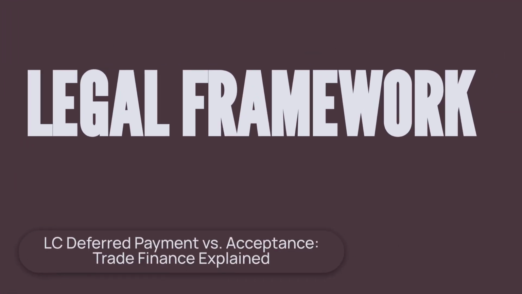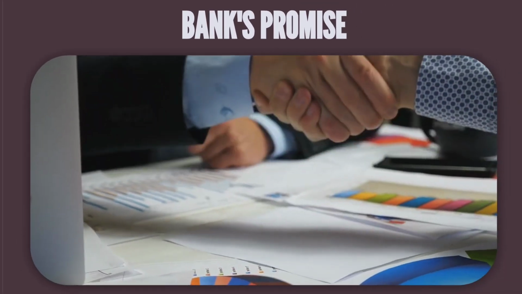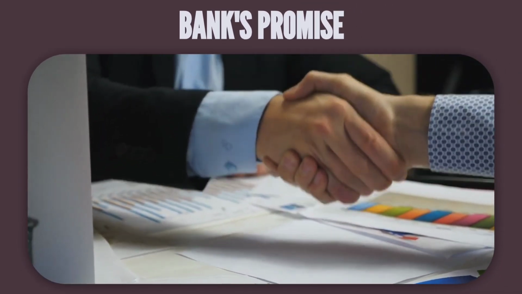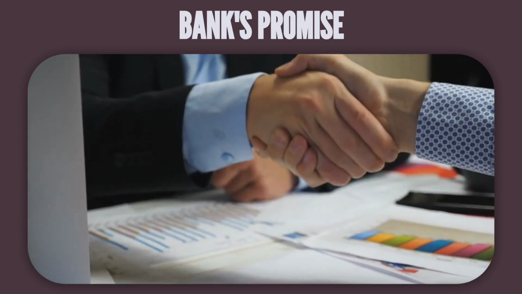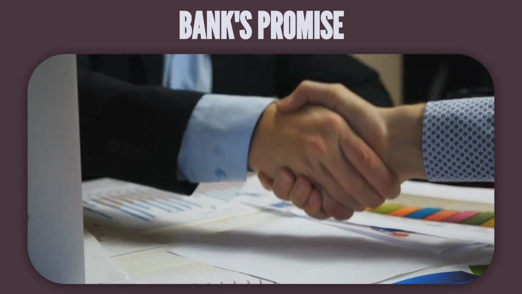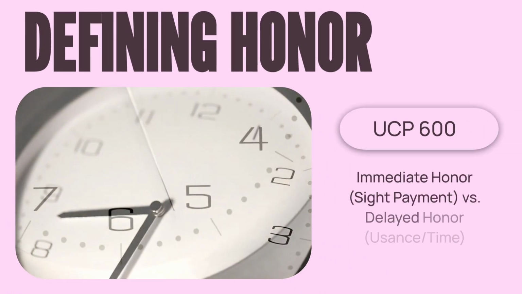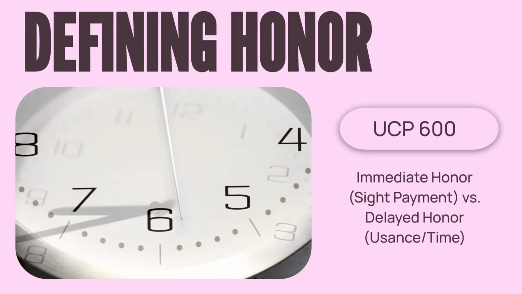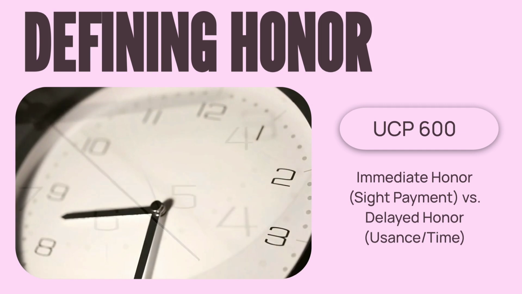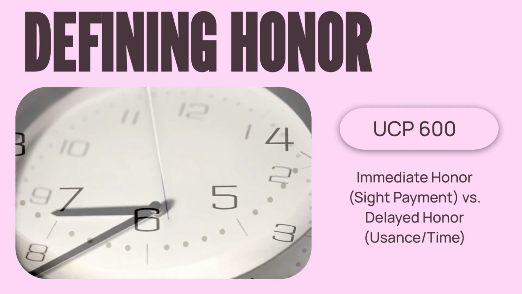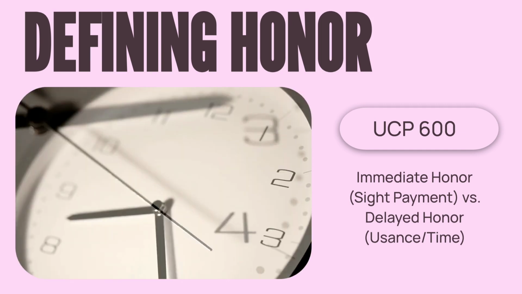Let's start with the legal framework of honor and tenor under UCP 600. Every letter of credit represents the bank's definite undertaking, a firm, unconditional promise to pay the seller upon presentation of compliant documents. The core concept is honor, which means fulfilling that promise. This includes immediate honor for sight payment and delayed honor, or usance, for future payments.